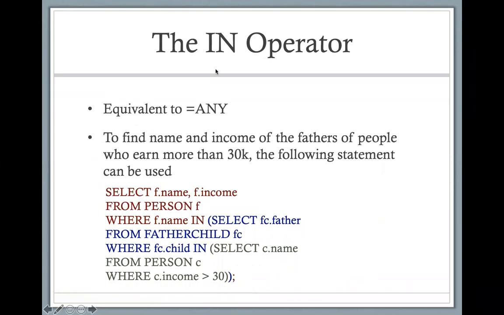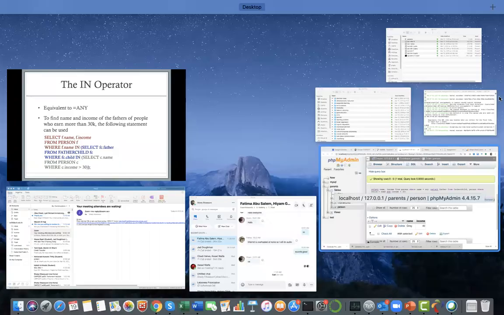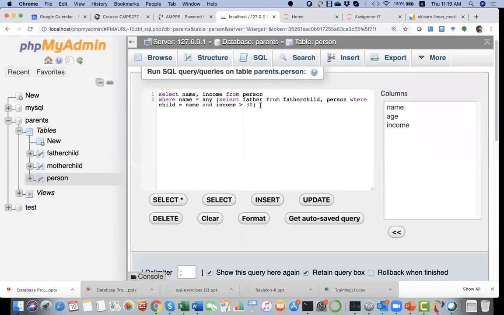The in operator is similar to equal any. If I say equal any, it's exactly the same as saying in. So to find the name and income of the fathers of people who earn more than 30K, I can do it in another way: a nested query using the in operator. Let's do it from scratch.